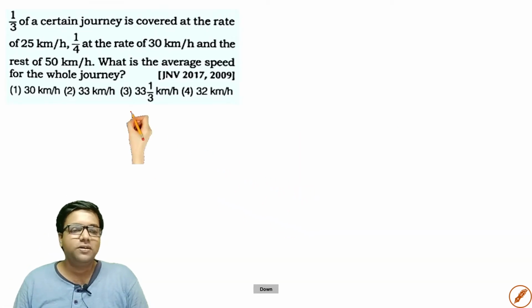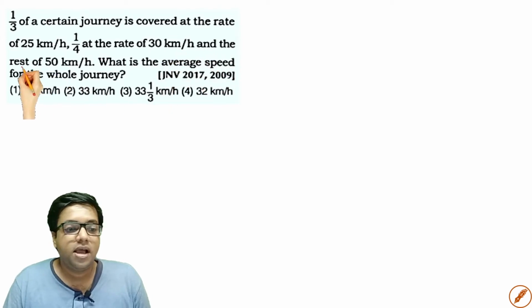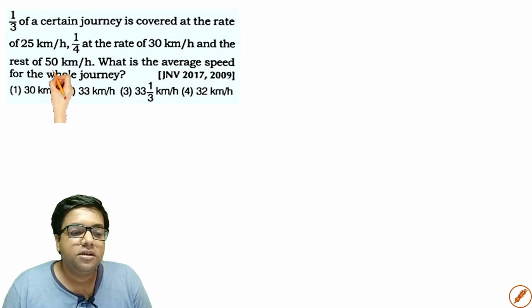Okay, let's move ahead. 1/3 of a certain journey is covered at a rate of 25 km per hour, 1/4 at the rate of 30 km per hour, and the rest of the journey at 50 km per hour.